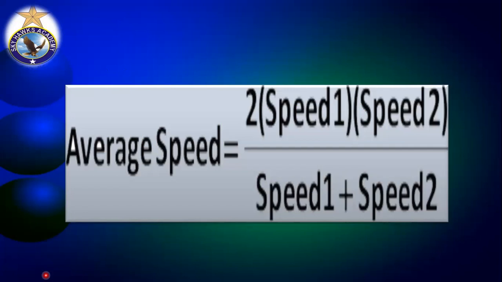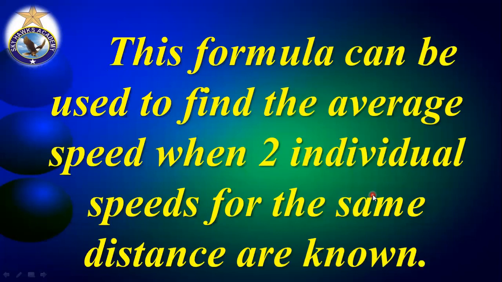If you can recall this one, this is a magical formula. Speed 1 is from home to office, and this is the return journey. Speed 2 is from office to home, and then you can plug them in here.